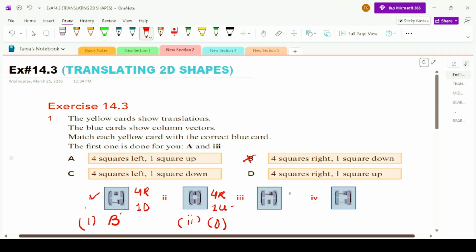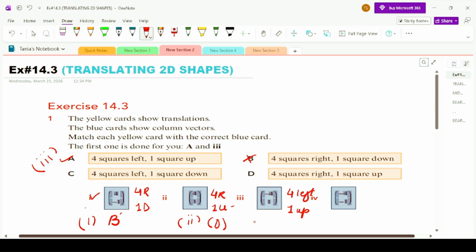So the second one is going to be matched with D. Then we have minus 4. Minus 4 means 4 times left and plus 1 means 1 time up. So let me check where we have 4 times left and 1 time in the upside direction. This is 4 times left and 1 time up. This is the third one.